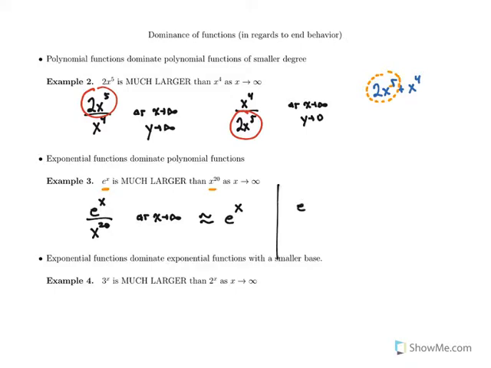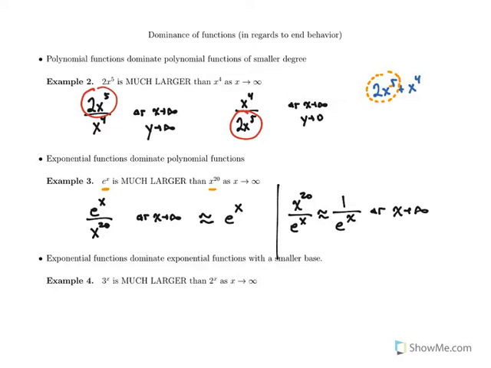Likewise, x to the 20 over e to the x will basically just look like 1 over e to the x as x goes to infinity. In the grand scheme of things, as x gets really, really big, that x to the 20 is not making a difference in that function. So you could answer questions about this weird function by just looking at the dominating term.